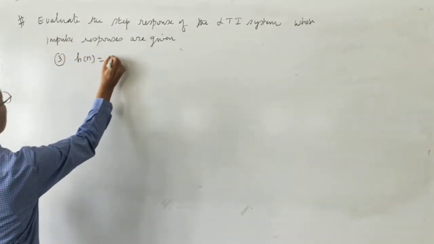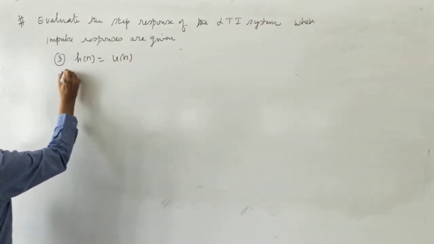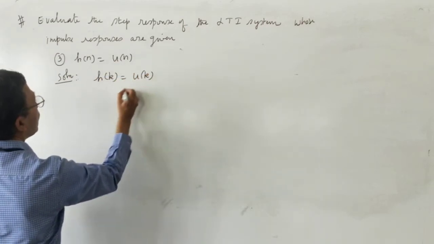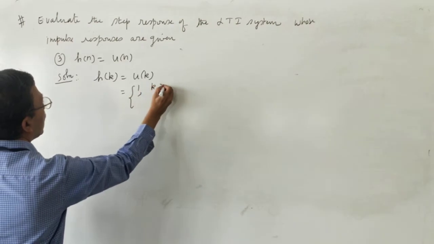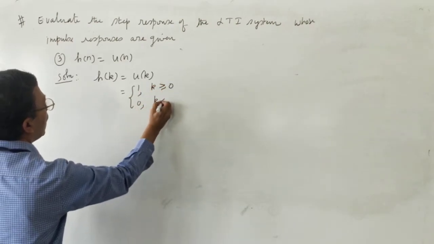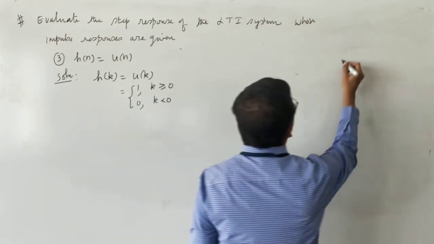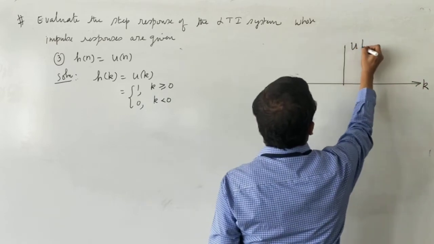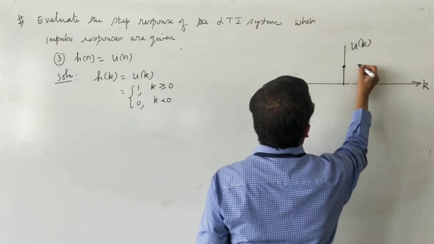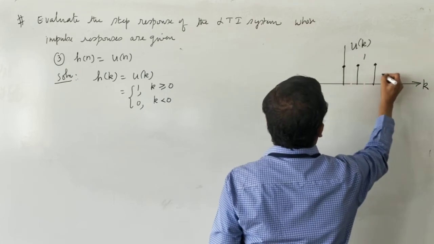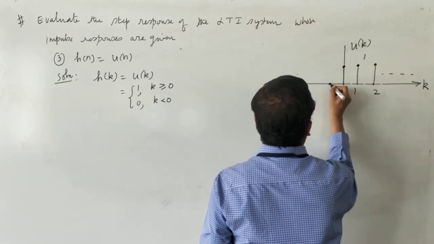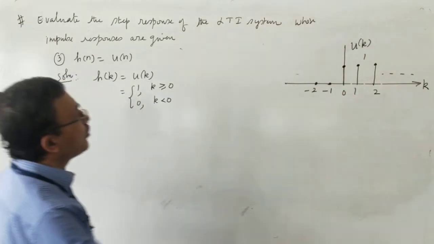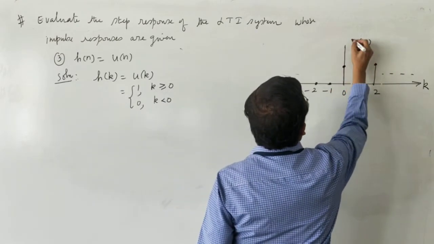h of n equals u of n. Solution. h of k is equal to u of k. u of k is 1 for k greater than or equal to 0, 0 for k less than 0. I'll make a sketch of u of k. X-axis is k, y-axis is u of k. For all positive values of k, you have unit samples. For negative values of k, all the samples are 0. Sorry, this is u of k. In fact, u of k is nothing but h of k.